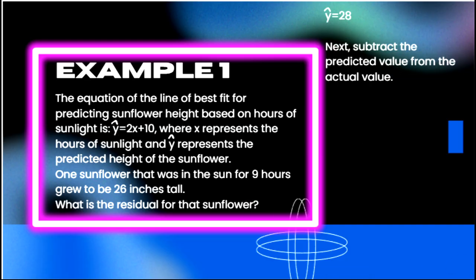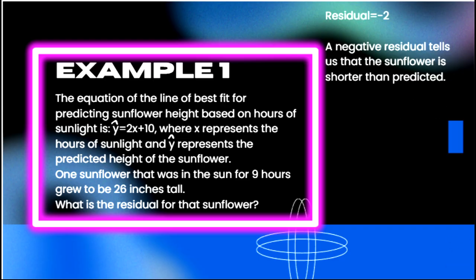Next, subtract the predicted value from the actual value. So we know that it was actually 26 inches tall, and our formula is actual value, which is 26, minus our predicted value, which was 28. Okay, and this is going to give us our residual. So our residual is going to be negative 2.